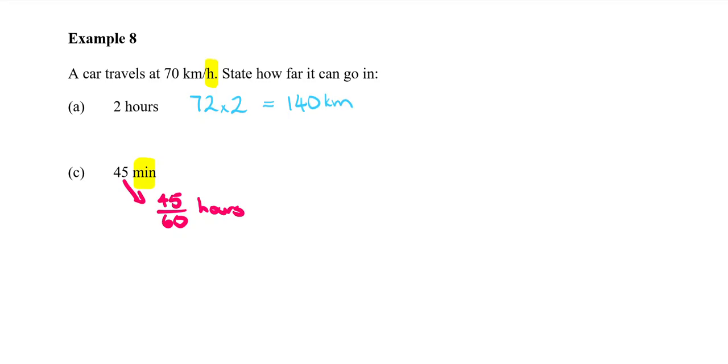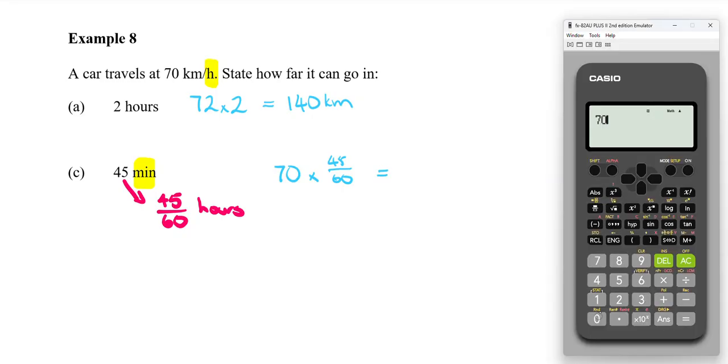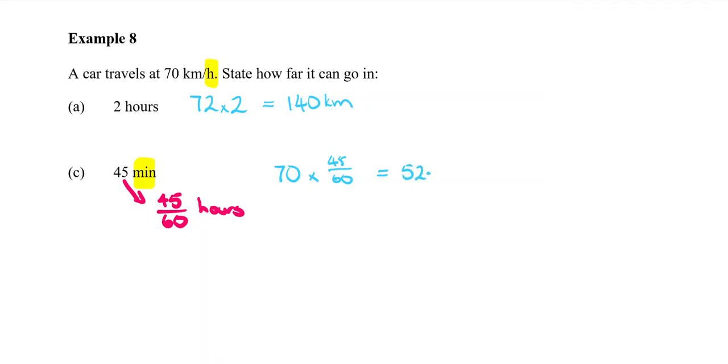So, like I did for part A, if they are going 70 kilometres per hour, I times it by the 45 over 60, which is the time in hours, and that will tell me how far they've gone. So 70 times 45 over 60 is, got a funny fraction there, so press the SD button, 52.5 kilometres.